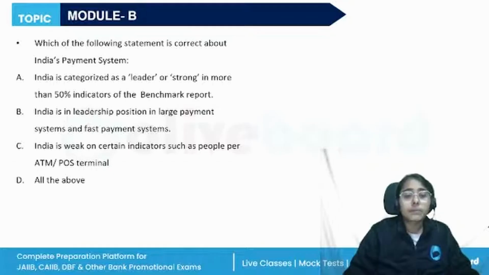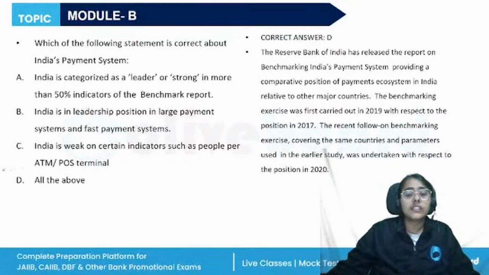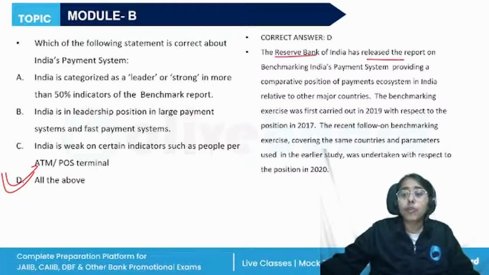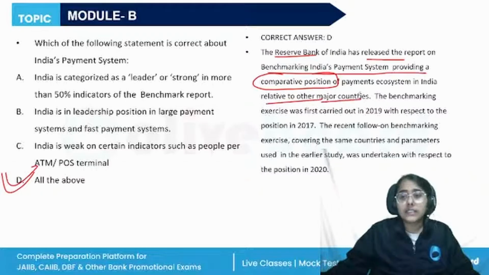India is in a leadership position in the large payment system and fast payment system. India is weak on certain indicators such as people per ATM or point of sale terminal, or all of the above. So the correct answer is all of the above. This benchmarking exercise is conducted by RBI, and it has released the report on benchmarking India's payment system, providing a comparative position to the other major countries.